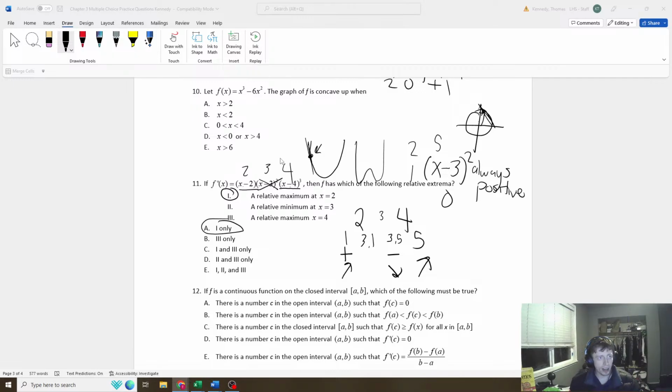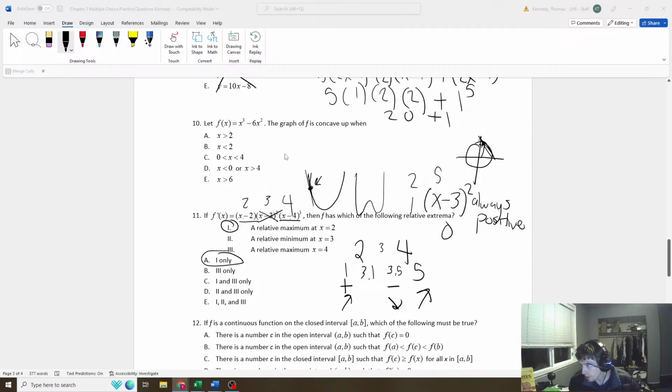Okay, for 10, why is it x is greater than 2 instead of x is less than? Let's find out. Oh, I know why, because my power is flickering because of the windstorm. Yeah, that makes sense.